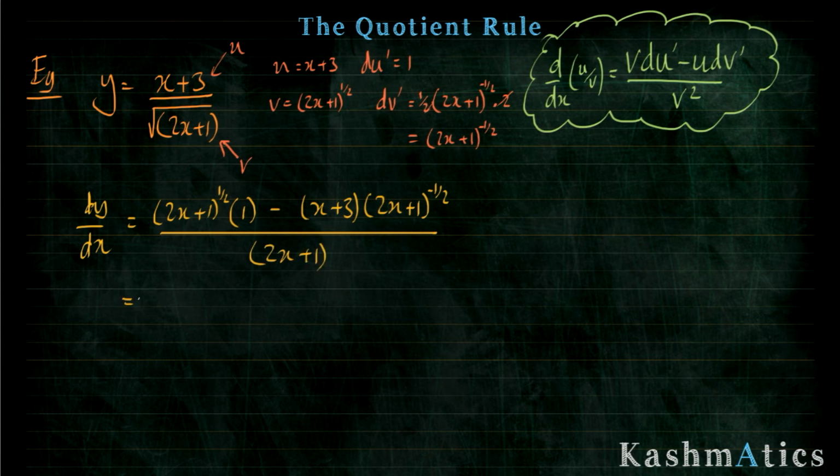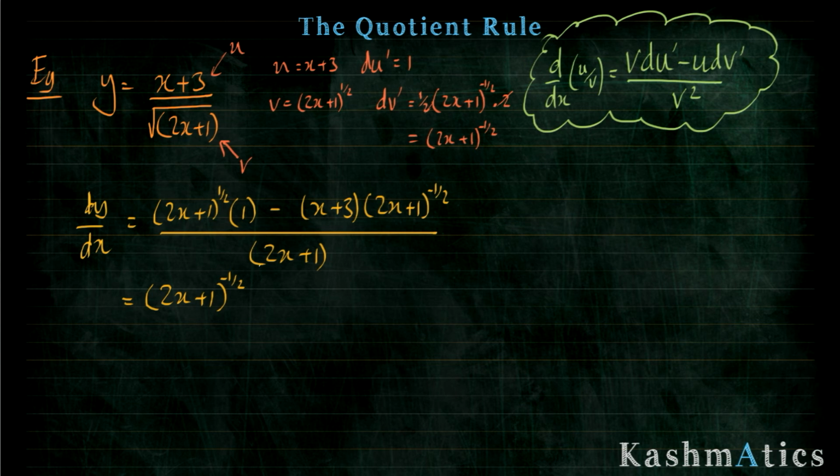And what I can do here is I can actually cancel out some 2x plus 1s because I've got them on the top as well as the bottom. So what I'd need to do is just subtract the powers. So I've got a half there and 1 here. So a half take away 1 is minus a half. So 2x plus 1 to the power minus a half.